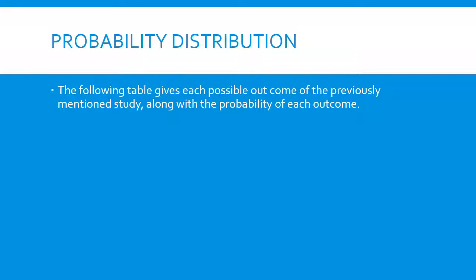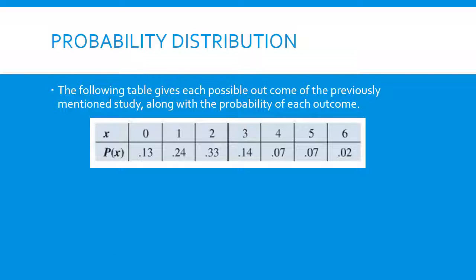So this table is going to give the possible outcomes of the previously mentioned study along with the probability of each outcome. X is our random variable, and it is representing the number of hours of TV or video use. The results of the study came up with hours from 0 to 6. So X is assigned the values 0, 1, 2, 3, 4, 5, and 6. P of X is the probability of X. It's the probability that a randomly chosen person from the study will have that designated number of hours of television or video usage.